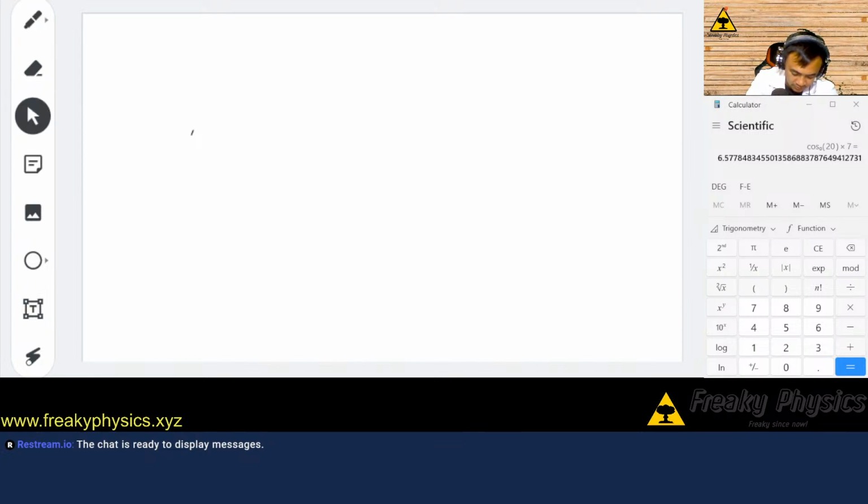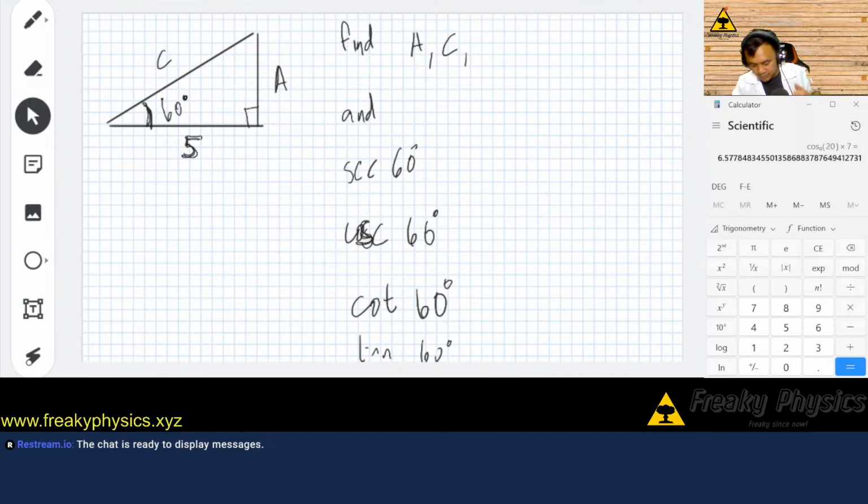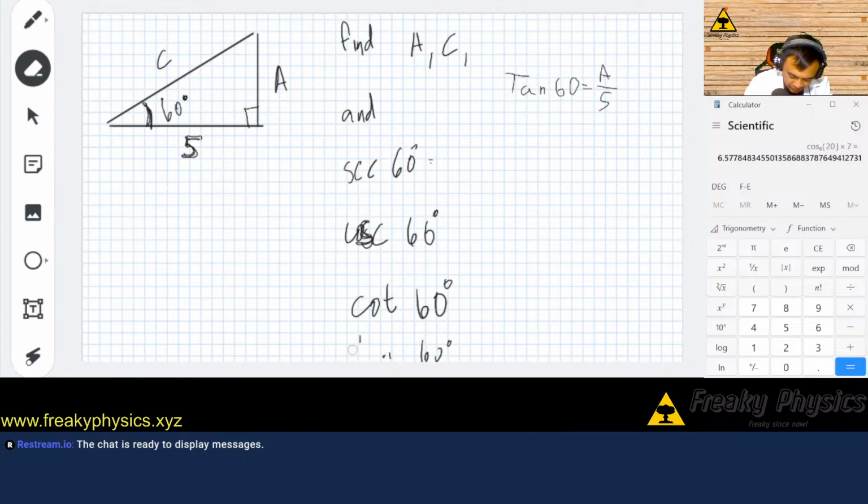So CSC is... Again, you find A and C first. So I'm gonna do tan to find A. All right. Good. So you can use tangent to find A. It's opposite and then 5. I think I'll just remove tangent here. Okay, just those 3.